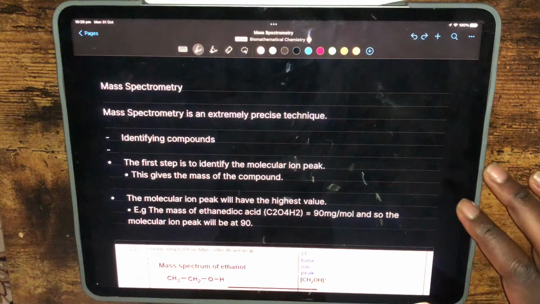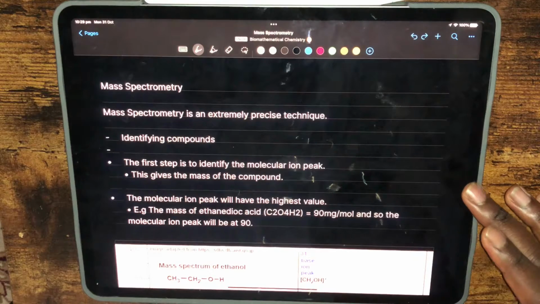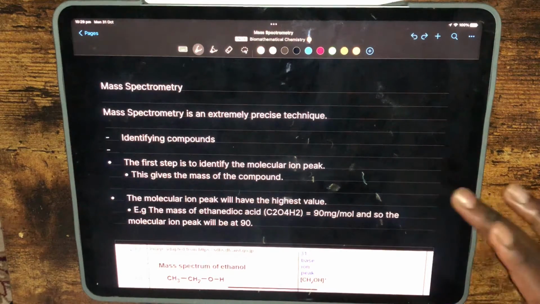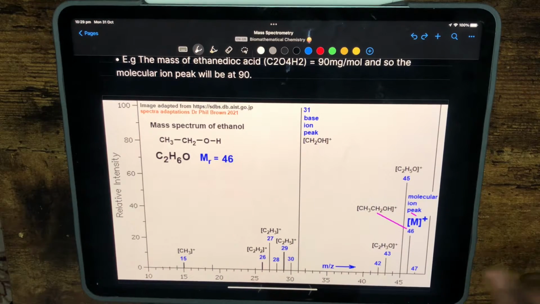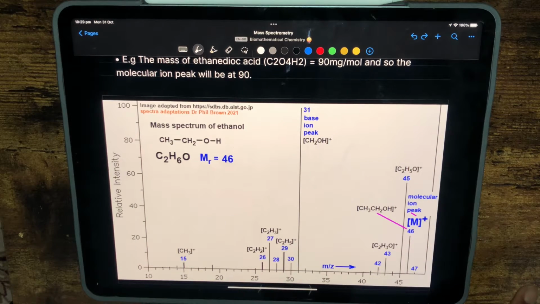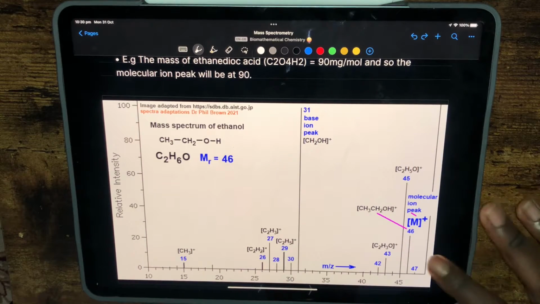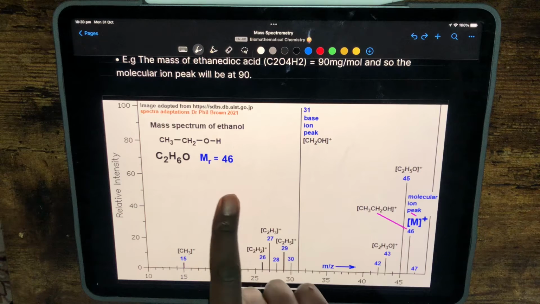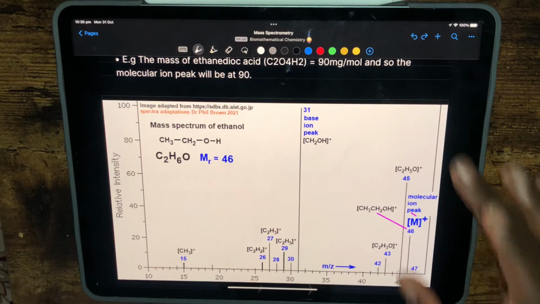When we're talking about identifying compounds, the first step is to identify the molecular ion peak, and this gives the mass of the compound. The molecular ion peak will have the highest value. For example, ethanol has an MR of 46, and we can tell that because its molecular ion peak, the highest value, is 46. We're not talking about the highest peak, we're talking about the peak on the x-axis with the highest value, and that's 46, which allows us to identify ethanol, which has an MR of 46. We know the compound that we have is ethanol.